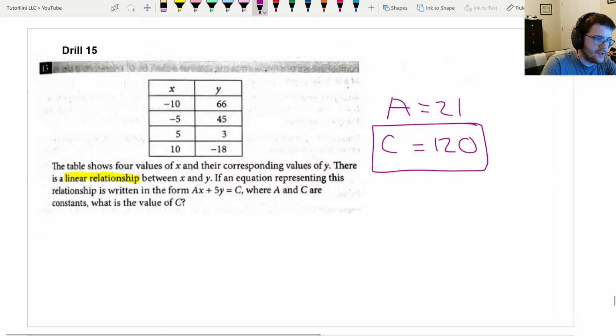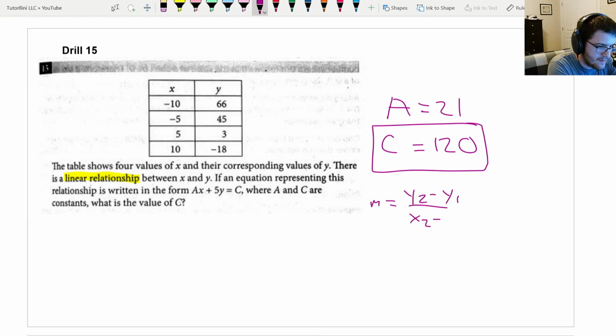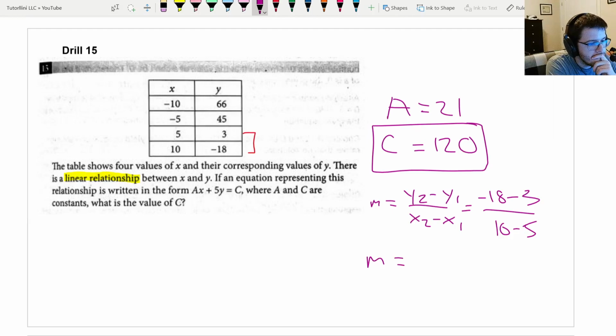Okay, so the slope is y2 minus y1 over x2 minus x1. I'm going to use these 2 points here. I don't know, it doesn't matter. So negative 18 minus 3 over 10 minus 5. And we get a slope of negative 21 over 5, which is negative 21 fifths.